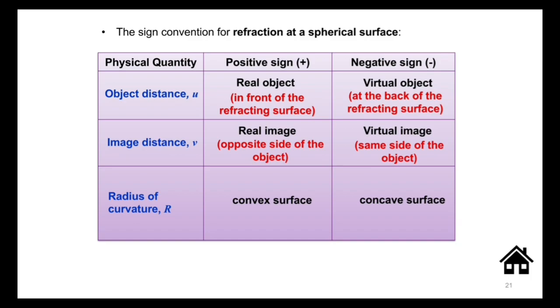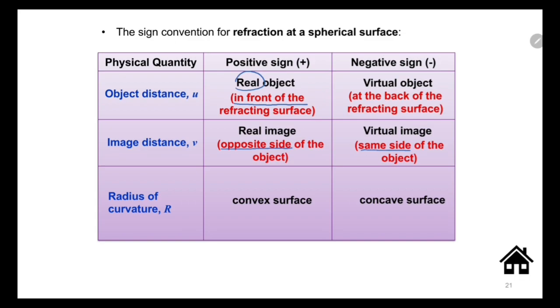Here is the sign convention for refraction at a spherical surface. The object distance u is positive if it is located in front of the refracting surface, and we say the object is real. However, u is negative if it is located at the back of the refracting surface. Image distance v is real, or positive, if it is located on the opposite side of the object. However, v is negative if it is located at the same side of the object.